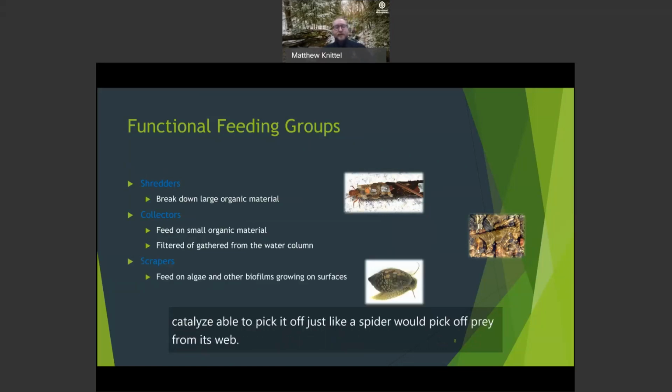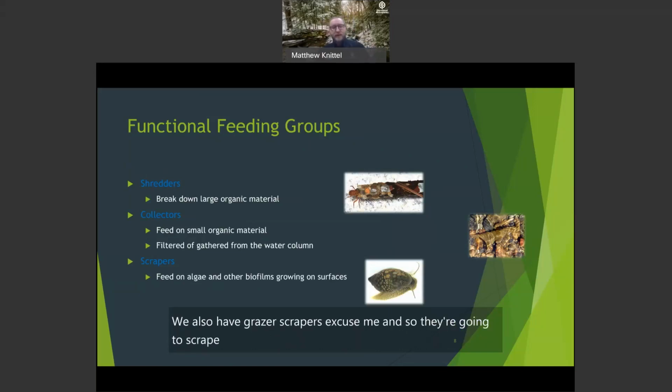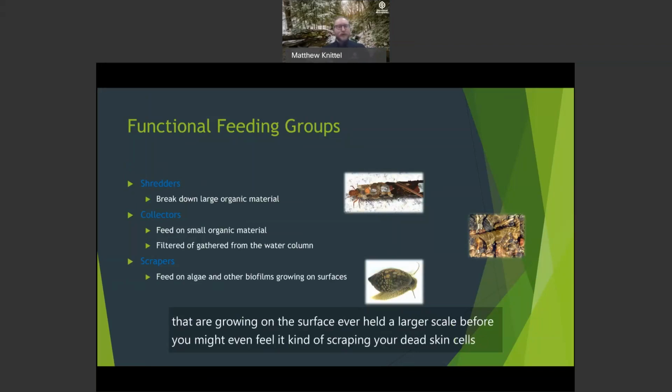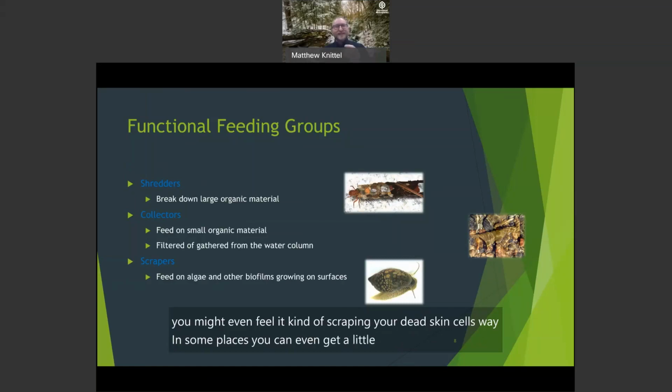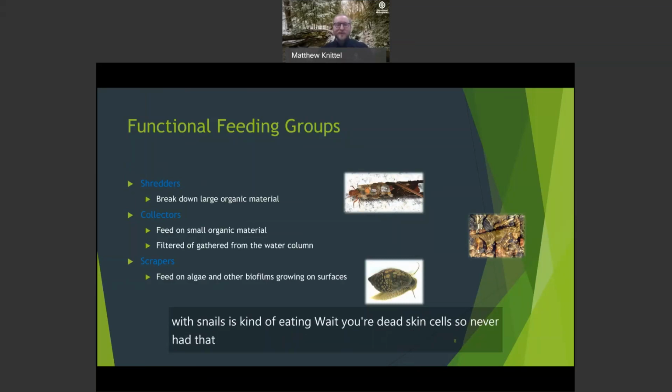We also have scrapers, excuse me, and so they're going to scrape along rocks and logs that are in our stream. They're going to feed on algae and diatoms and other biofilms that are growing on the surface. If you've ever held a larger snail before, you might even feel it scraping your dead skin cells away. In some places you can even get little manicures, pedicures where the snail's just eating away at your dead skin cells. So I've never had that experience, so I don't know. If you've had that, you can let me know in the chat later. Let me know what you think about that.